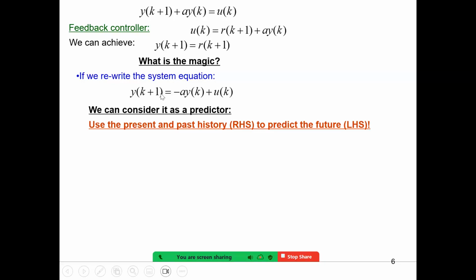Because if you look at the left-hand side, that is an output in the future. Let's just consider k as present. On the right-hand side, they are the signals at present, but in general, they may contain signals in the past. So if you have an equation such that the left-hand side corresponds to one future signal, and the right-hand side corresponds to the past and present signals, then we can consider this as a predictor. You are using the present and the history to predict the future. Does that make sense?